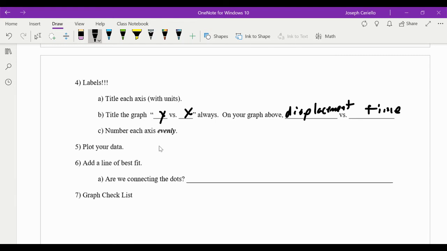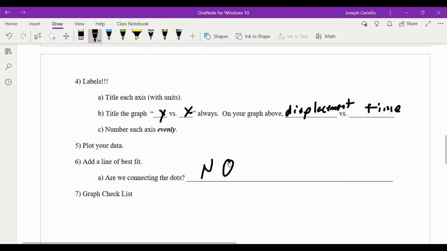Number your axes, each axis evenly. Okay, so make sure it's even increments. Plot your data, add your line of best fit. Are we connecting the dots? No, absolutely not. You're just drawing a straight line using a straight edge that goes through the data pretty well.